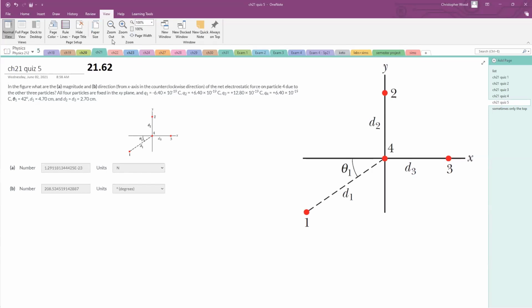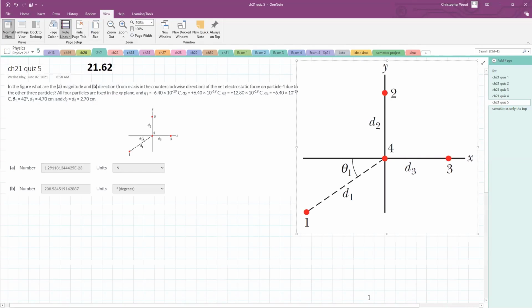All right, so let me do some graph paper. And there are, I believe, other two-dimensional situations, but this is the first one we're doing here. All right, we have in this figure, what's the magnitude and direction of a fourth particle?